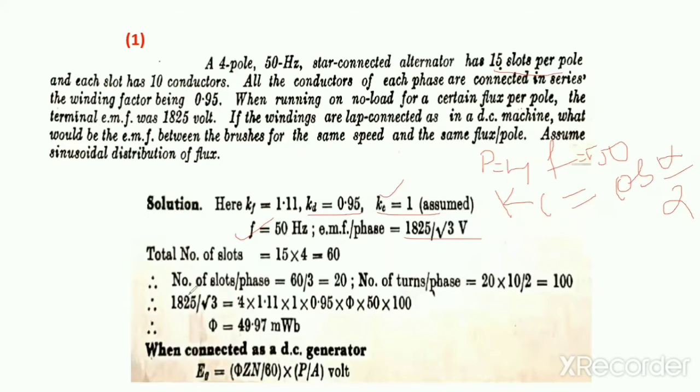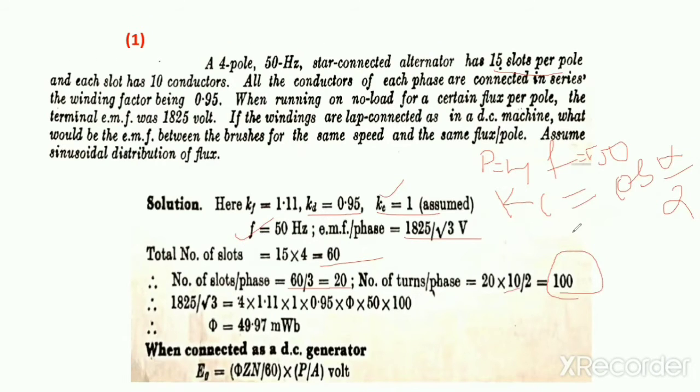Then we calculate the number of slots per phase, which is 60 by 3. We have a 3-phase system, that's why the number of slots per phase is equal to 60 by 3, that is 20. Next we calculate the number of turns per phase: 20 into 10 conductors per slot, divided by 2. Therefore the number of turns T is equal to 100.